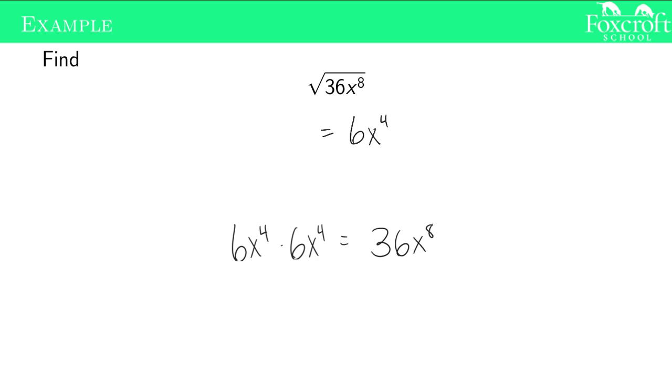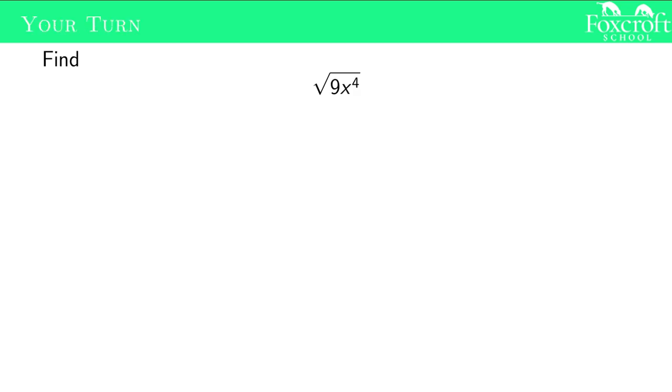That's the thing you have to double check, to make sure whatever you have here is the same as what's in the square root. You're figuring out what you multiply by itself to get what's inside that square root. And here's one for you to try on your own.